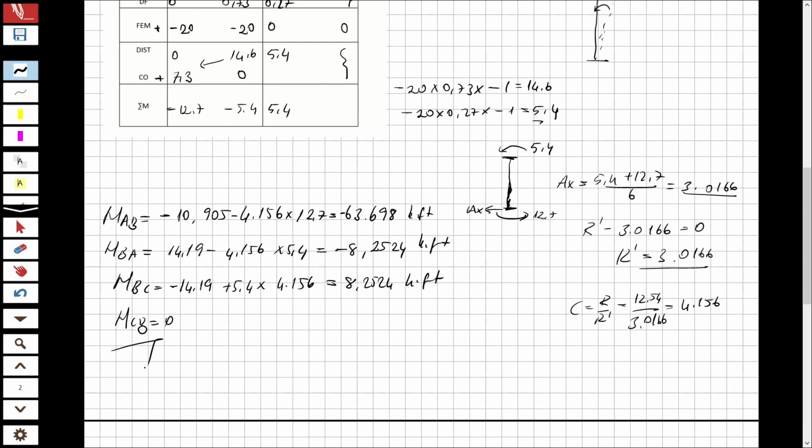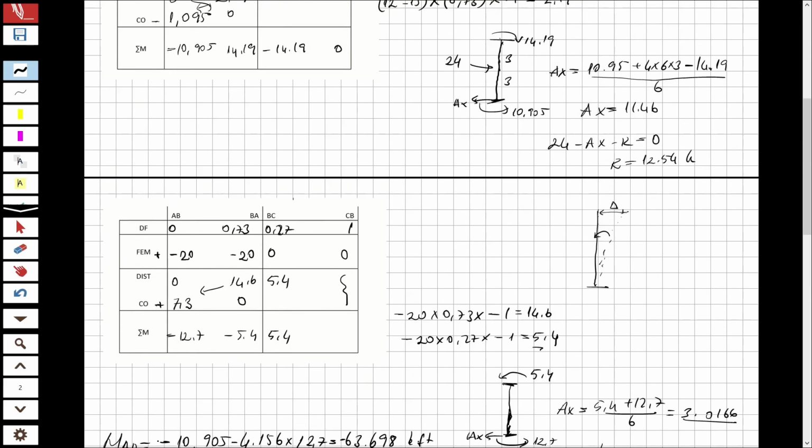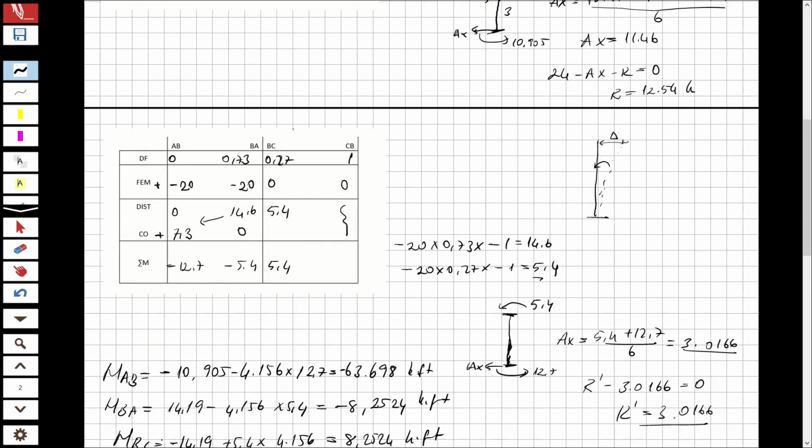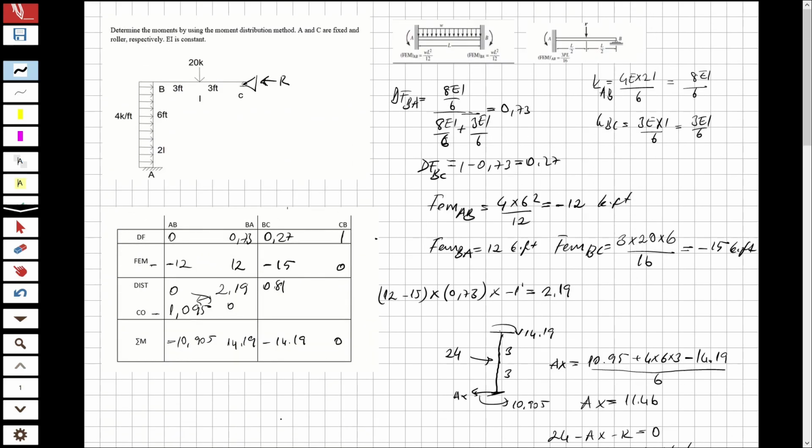Now the question is solved. It only asks to find the moments. If there is a sideway, you are just going to find the moments. I don't think they are going to ask you to find the shear and moment diagrams. And now the question is solved.